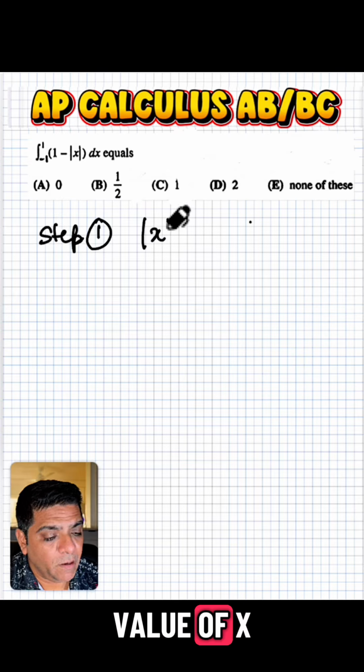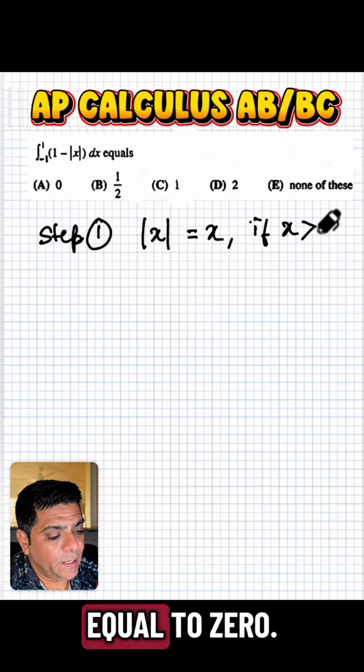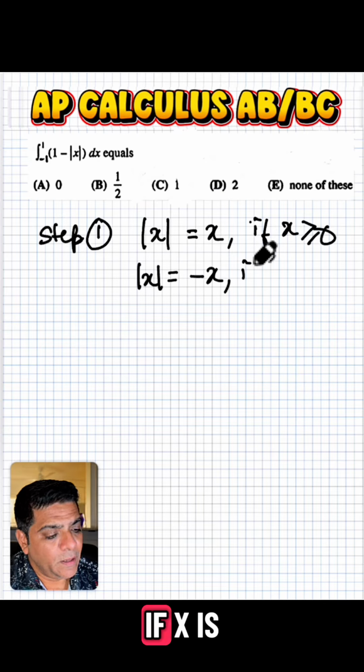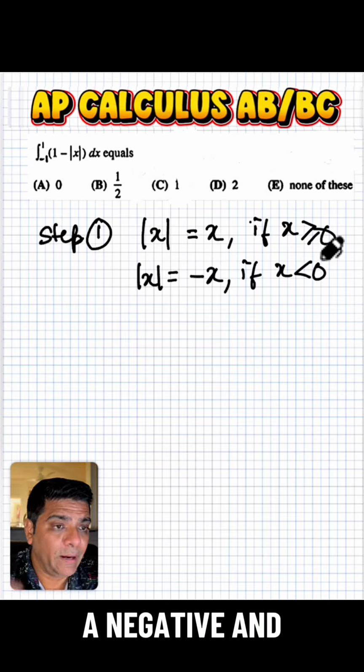We know absolute value of x is going to be equal to x if x is greater than or equal to 0, and absolute value of x is going to be equal to negative x if x is less than 0. So now we can split up our integral at 0, a negative and a positive part.